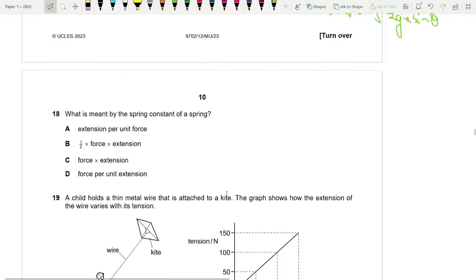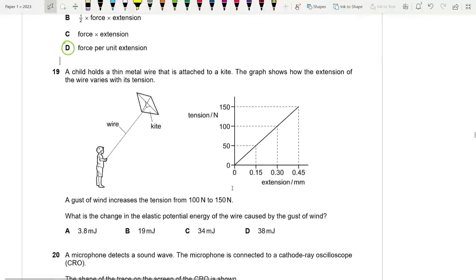What is meant by the spring constant of a spring? So we know that F is equal to kx, k is equal to F by x according to Hooke's law. So it is the force per unit extension according to this formula over here. So 18 is in fact D.